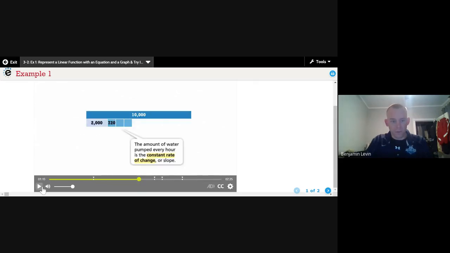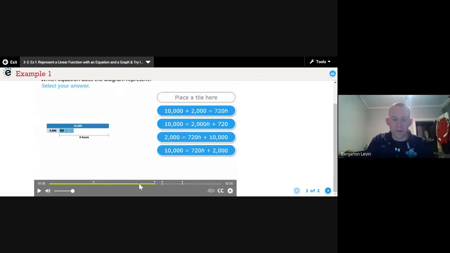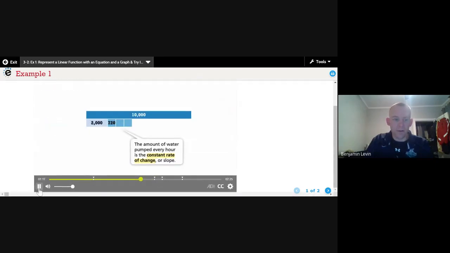Change, or slope, 720 gallons per hour. We need to determine H, the number of hours needed to pump the remaining water. Which equation does the diagram represent? Select your answer. 720 gallons per hour.